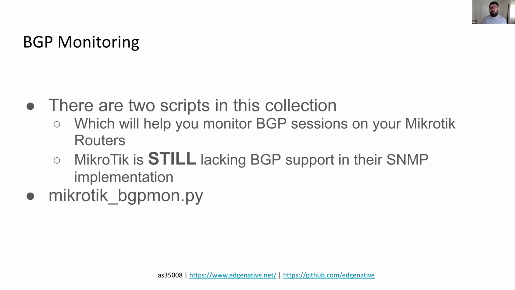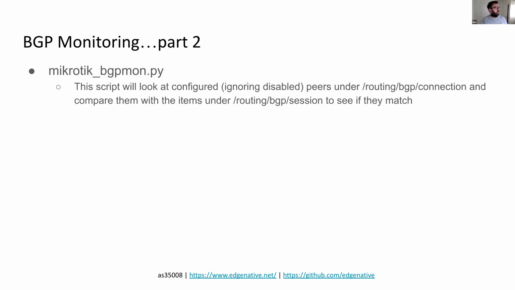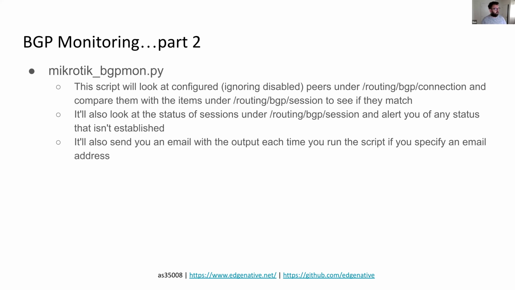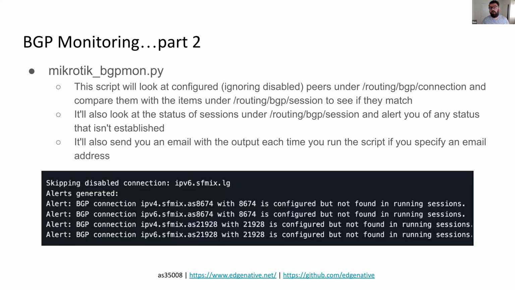The 2 scripts are the bgpmon script, which you can see listed on the slide, and then the bgpmon print script, and we'll look at both of these in a little more detail now. The bgpmon script looks at configured peers and compares them with items under the BGP session to see if they match. It also looks at the status of sessions under the routing BGP session and alerts you if any session isn't established. Essentially, we'll look at sessions that are configured, and sessions established, and then alert. It can also send you an email with the output each time you run the script, if you specify an email address, maybe that's how you like to consume your alerts. And here's an example output of what the script delivers. You can see here we've got BGP sessions that are showing as configured but not running, so not established.